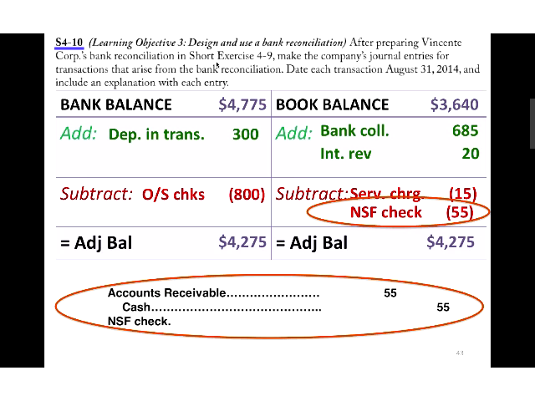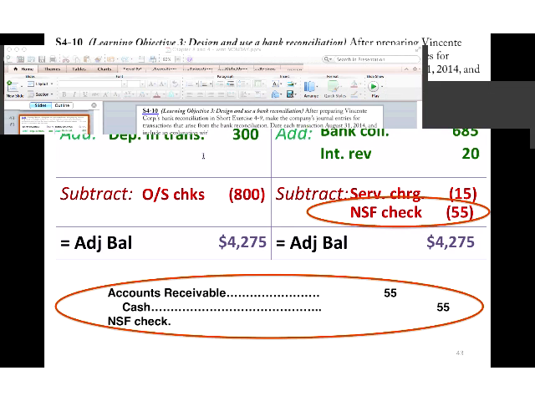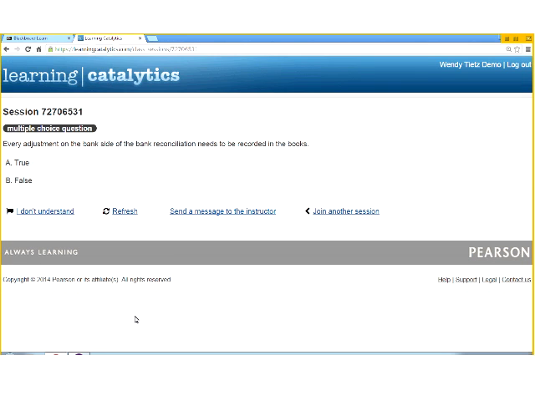What we're going to do now is we are going to do a question in Learning Catalytics. Okay. So the question is, every adjustment on the bank side of the bank reconciliation needs to be recorded in the books. True or false?